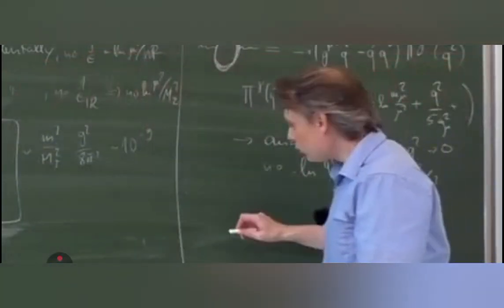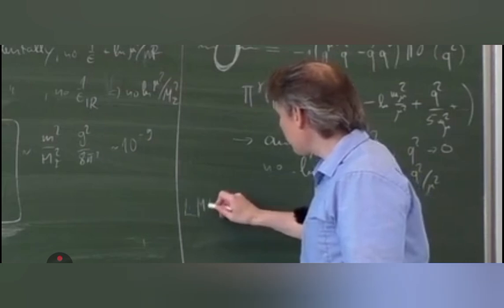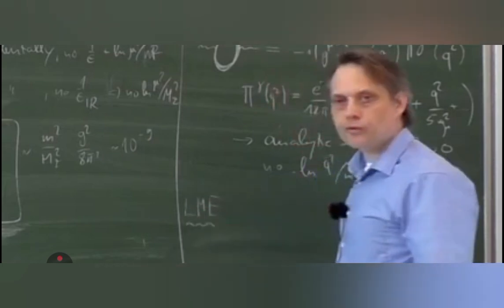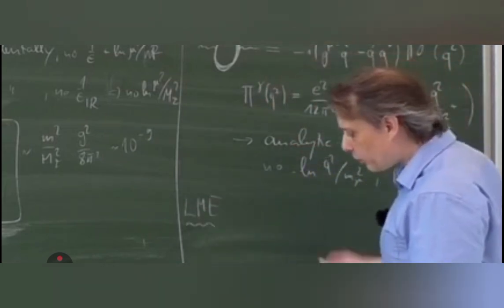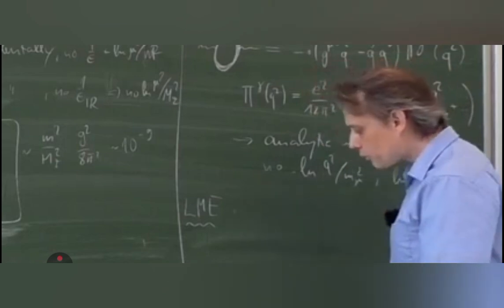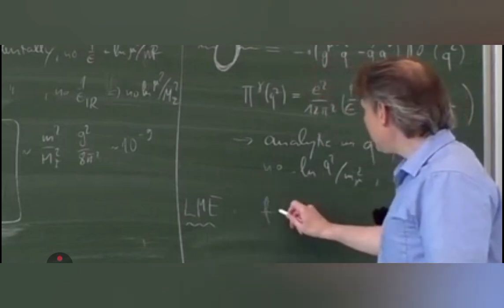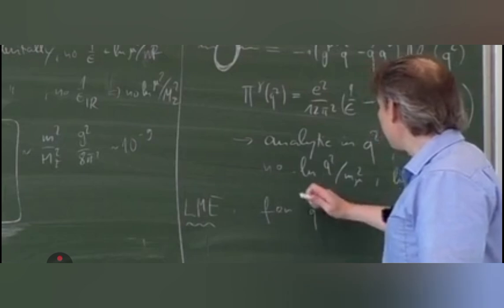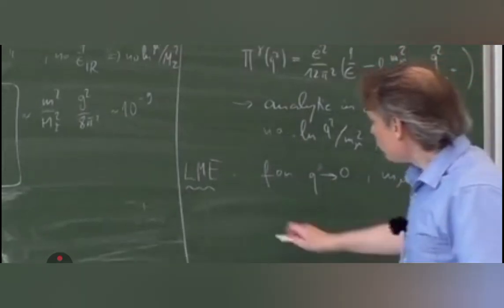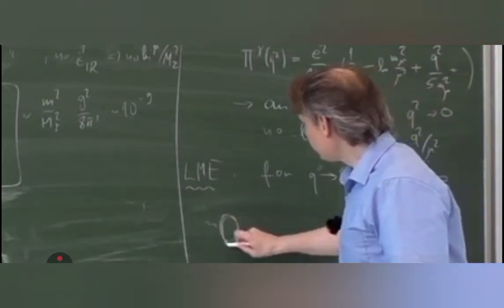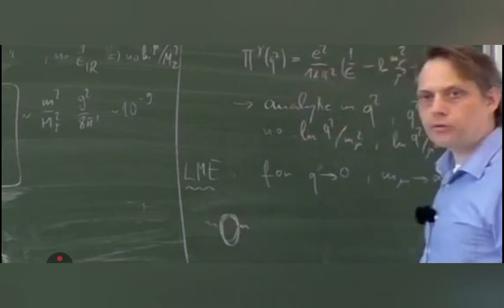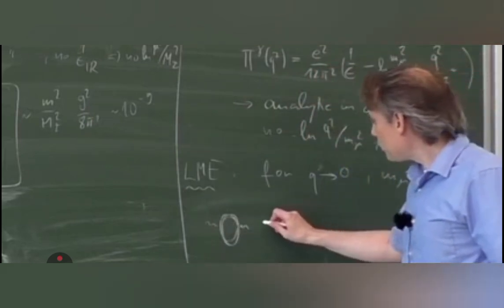Let us look at the diagram from the point of view of large mass expansion or method of regions, and let's in this case use the large mass expansion way of looking at it, which is of course equivalent. So we look at the case where q or q^μ goes to 0, or equivalently the muon mass goes to infinity. Then this diagram, according to the large mass expansion, becomes the following.